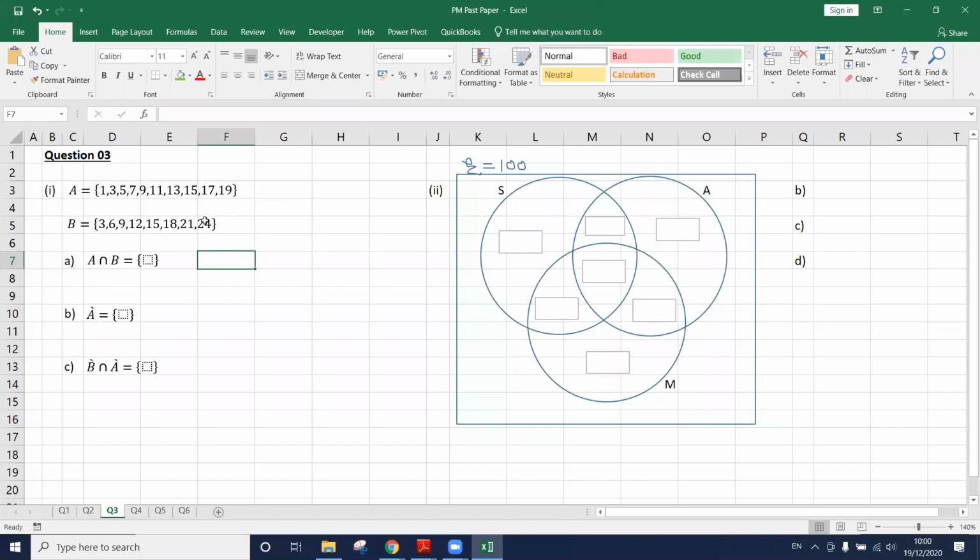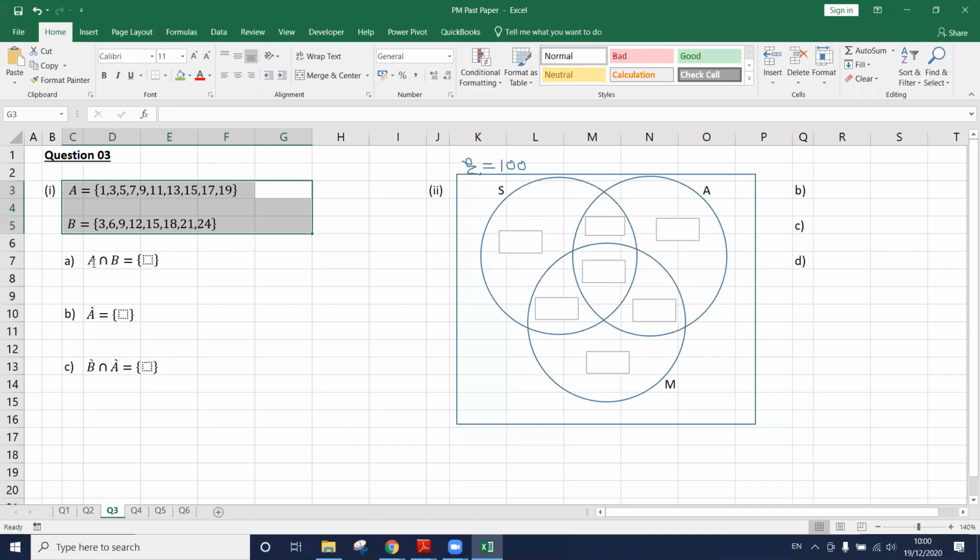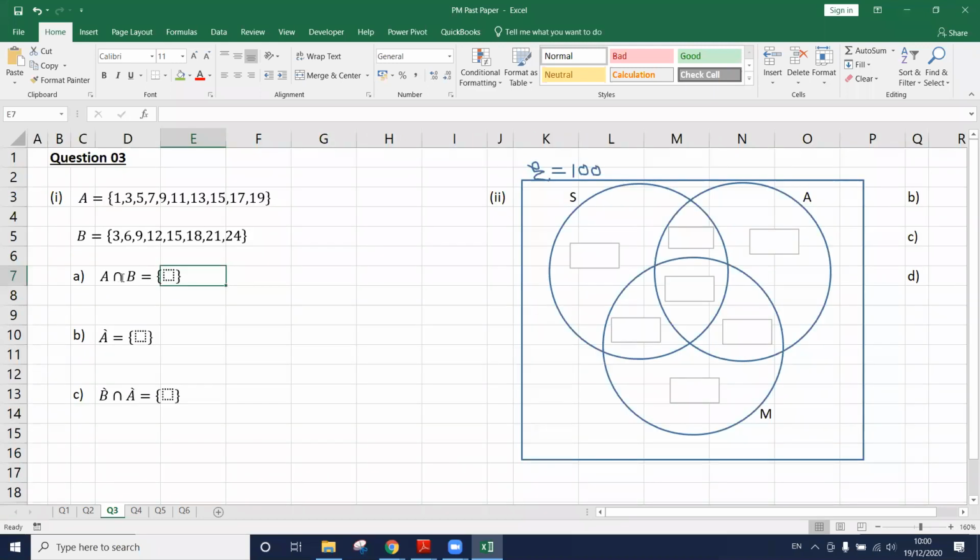This is the first thing we need to determine. What are the elements of set A? What are the elements of set B? And these are the three things we need to find. Right? These three sets we need to determine. First one is this, A intersection B. Right? A intersection B. What does intersection mean?